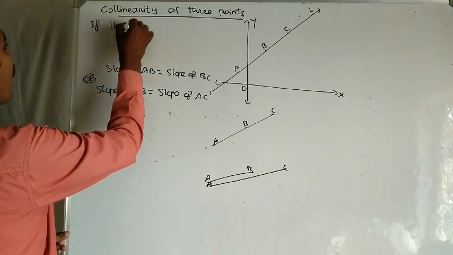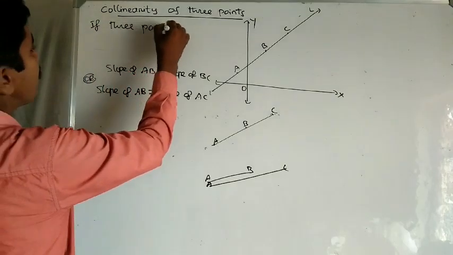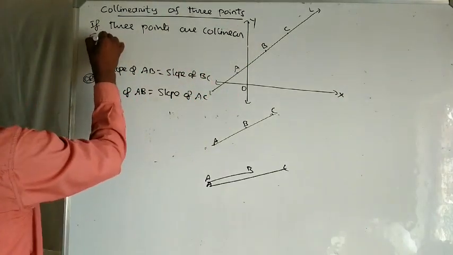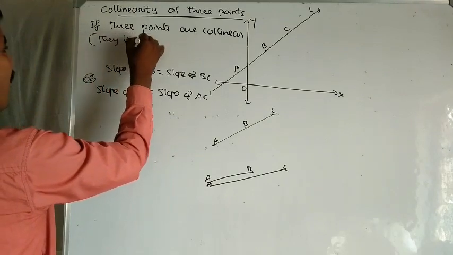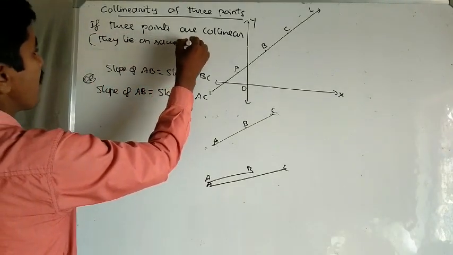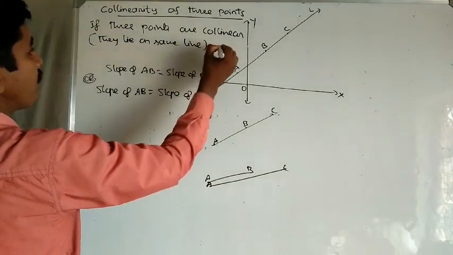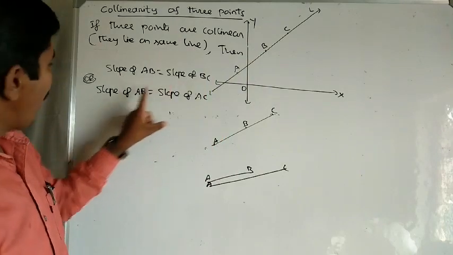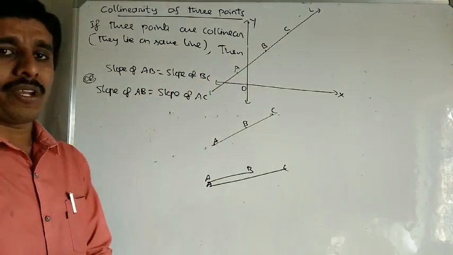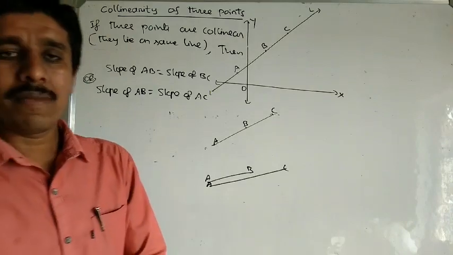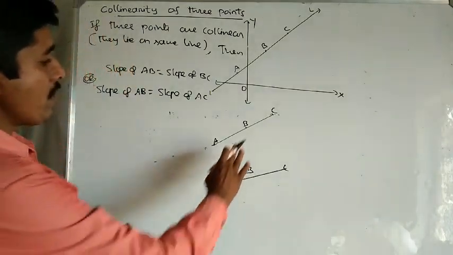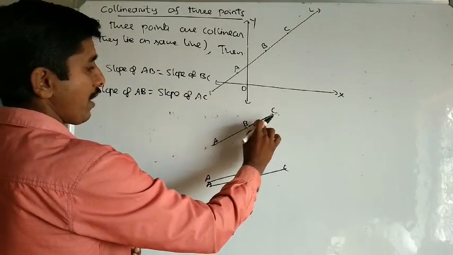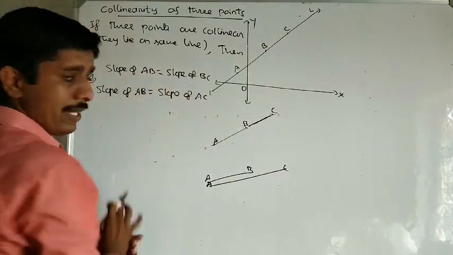If 3 points are collinear, collinear means the 3 points lie on the same line, then slope of AB equals slope of BC, or you can take slope of AB equals slope of AC. Got it. 3 points lie on the same line means clearly the 3 points are collinear. Slope of AB equals slope of BC because the 2 lines are parallel, therefore the slopes are equal.